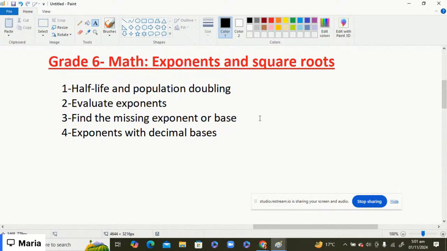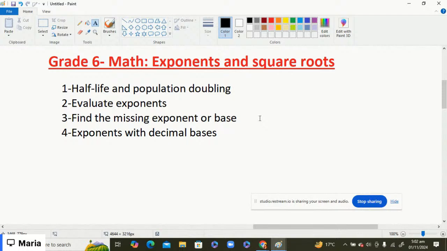So today we are here for grade 6 math. The chapter we discuss today is exponents and square roots. Here is the list of the lessons. The first lesson is half-life and population doubling. The second lesson is evaluate the exponents.